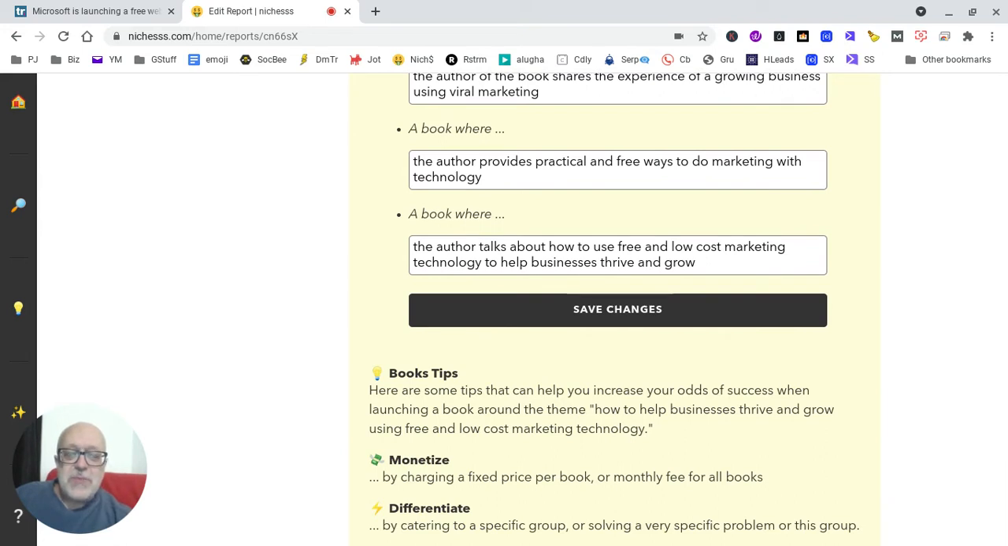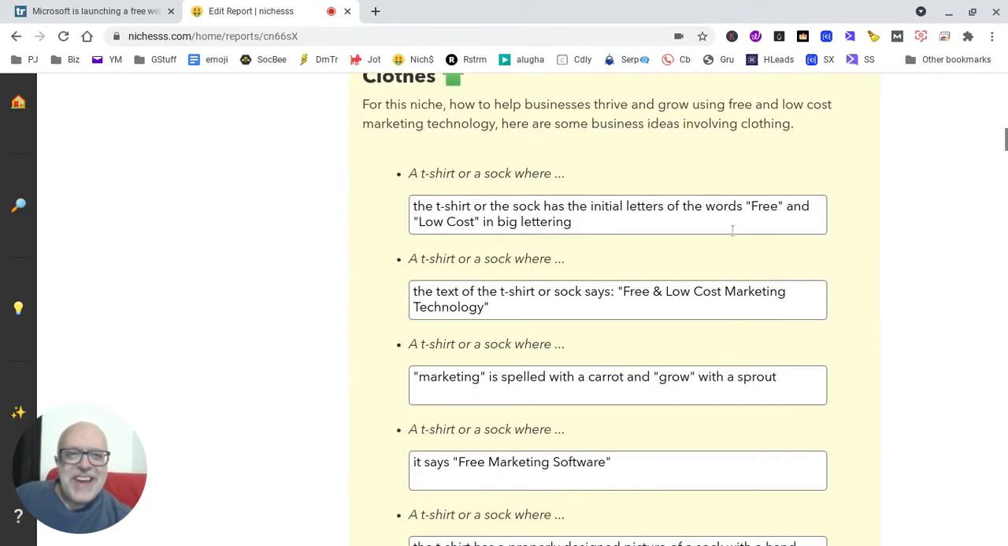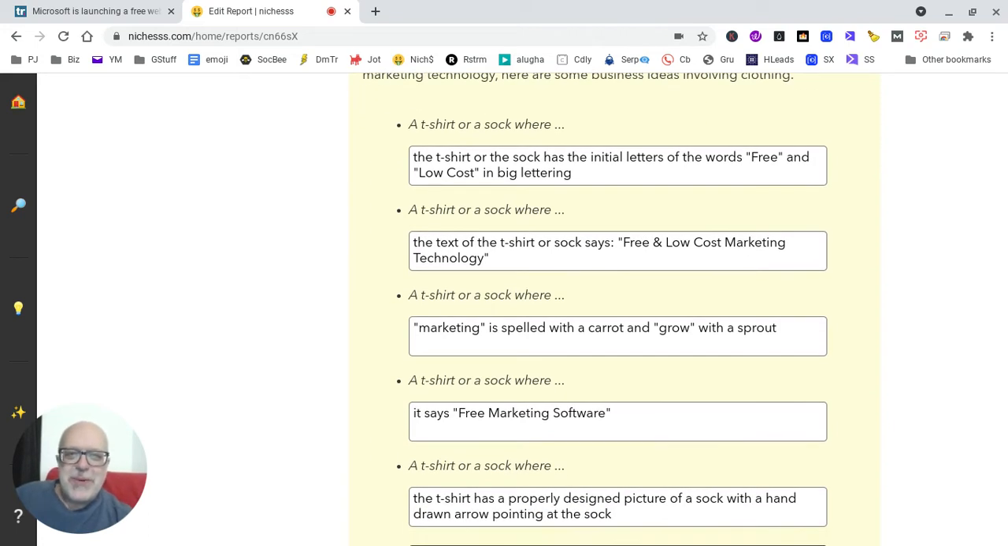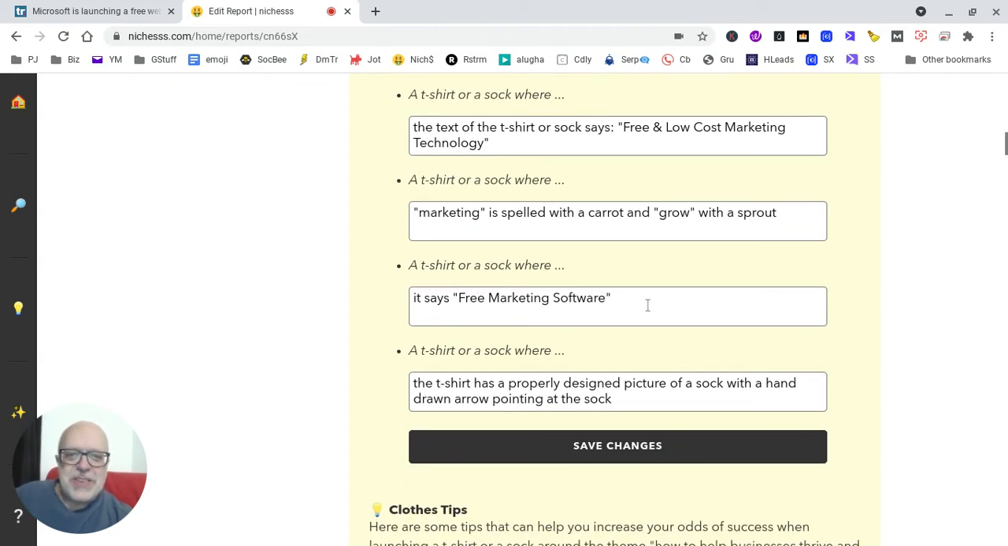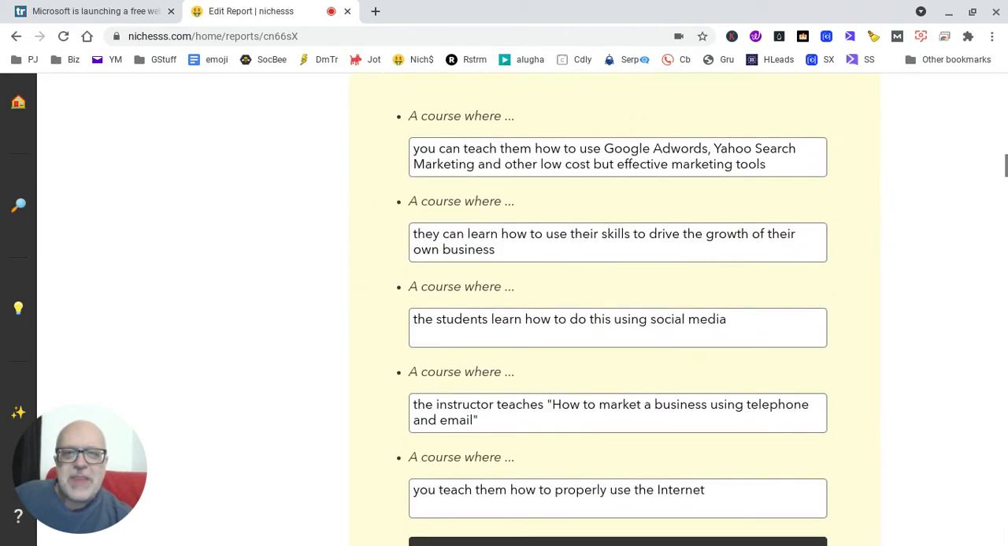Free ways to do marketing with technology. Yeah, I think you could do something with events. Anyway, let's scan down. Close. Free and low cost in big letters. Yeah. I'm not free, but I am low cost, something along those lines. A T-shirt software says it's free marketing software. We'll skip that, guys. Right, courses.